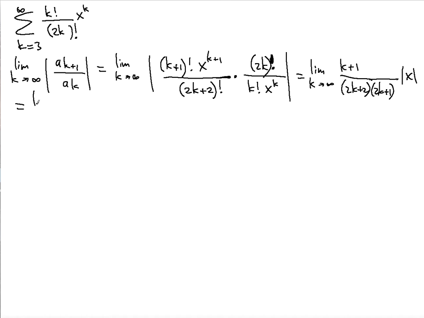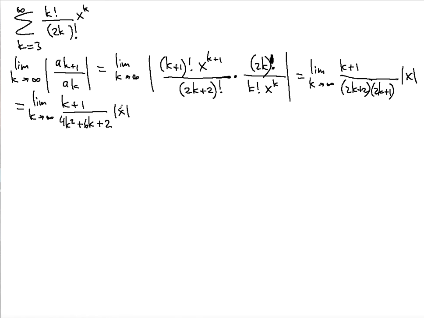So let's see what's going on next. We're going to distribute, right? So k plus 1 over 4k squared plus 2 plus 4, right? So plus 6. That should be plus 6, right? 4k plus 2k plus 4k, right? So plus 6k plus 2, times absolute value of x.